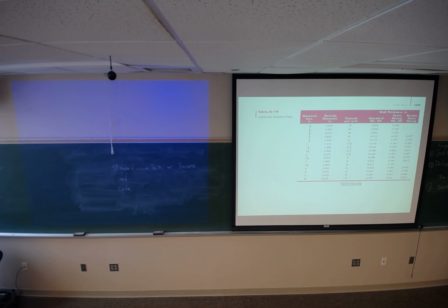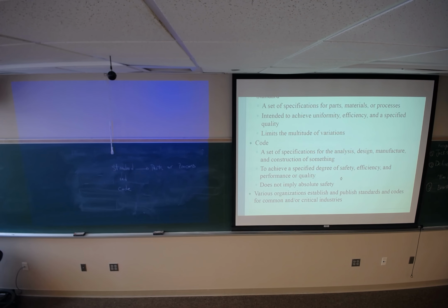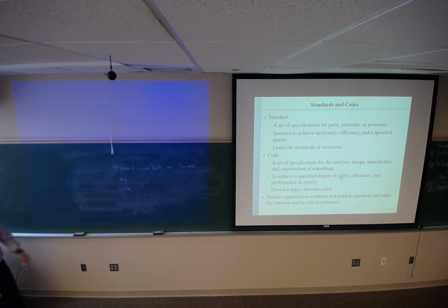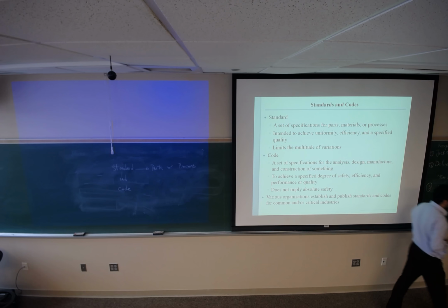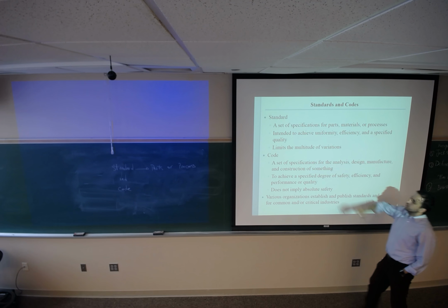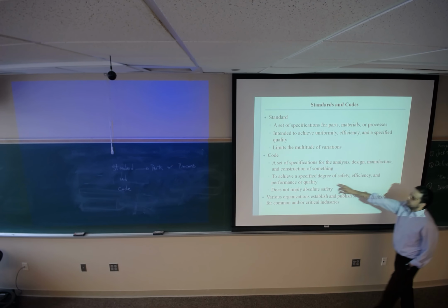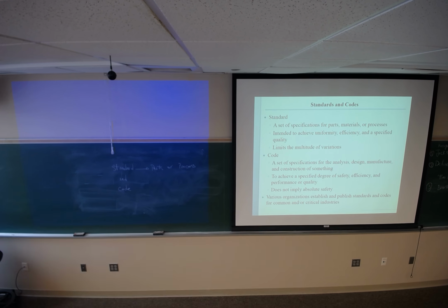What would be the code? A code is a set of specifications for the analysis and design methods. And what we will get by using the code is that we can achieve the specified degree of safety. So if everybody uses the same code, we can get the specified level of safety.